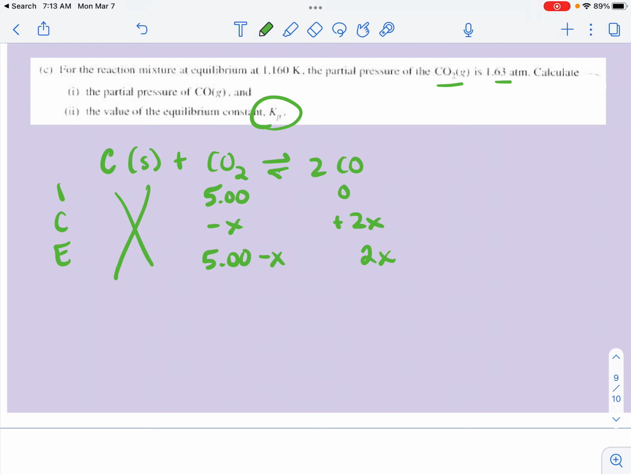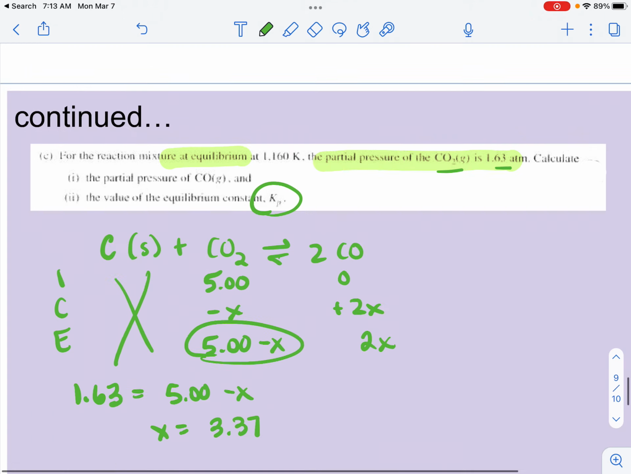So since I don't know K, I have to have another way to find x. Okay, so I reread my question and I see that they tell me that at equilibrium, the partial pressure of the CO2 is 1.63 atmospheres. So this is the partial pressure of the CO2 at equilibrium. So 1.63 equals 5 minus x. And so I can come in here and solve for x, and I can find that x equals 3.37.